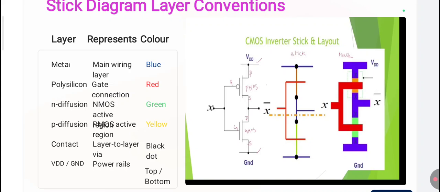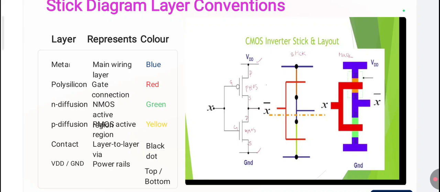And here the polysilicon gate, where the gates of both of these transistors are combined and the input is applied, is represented in red. And the output is taken from the drain. It is nothing but a metal connection that is shown as blue.